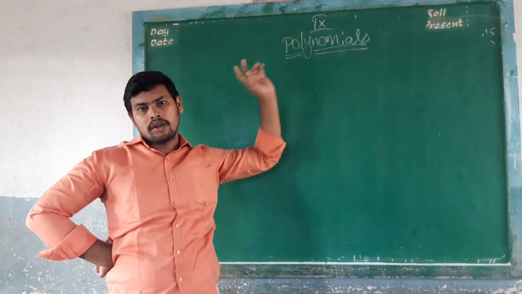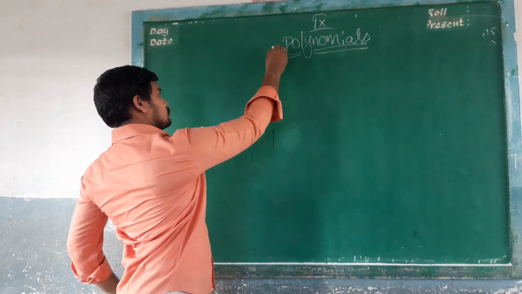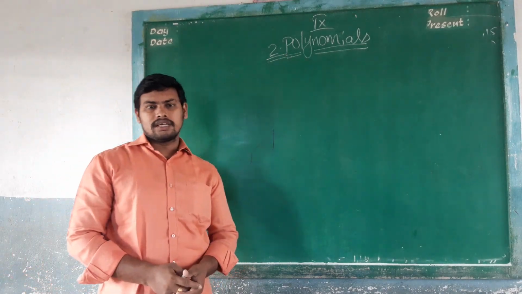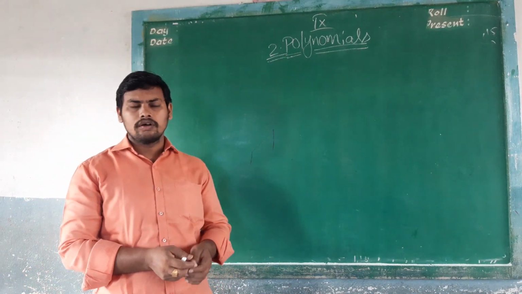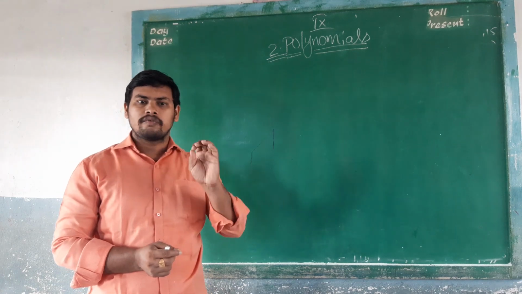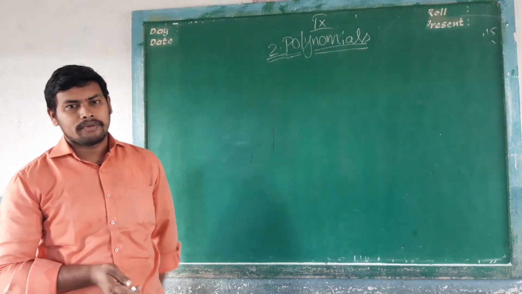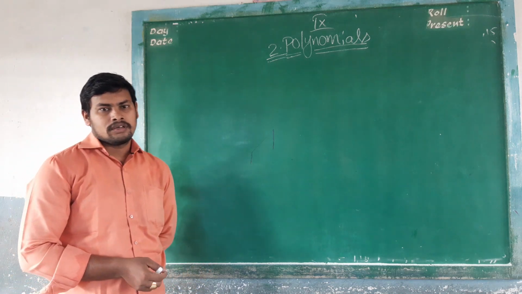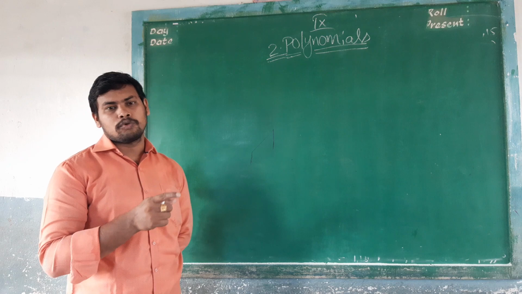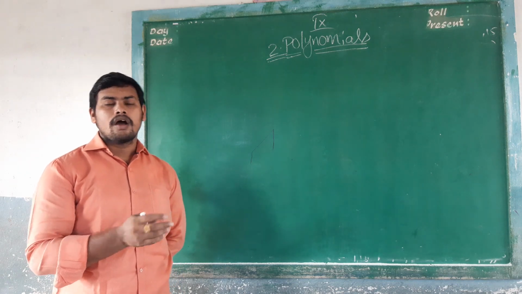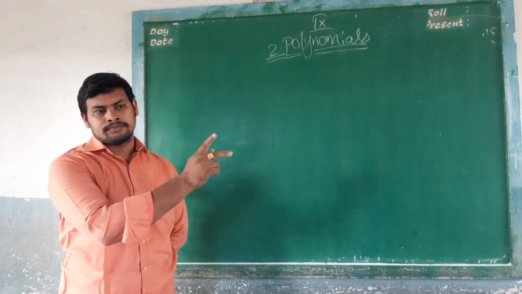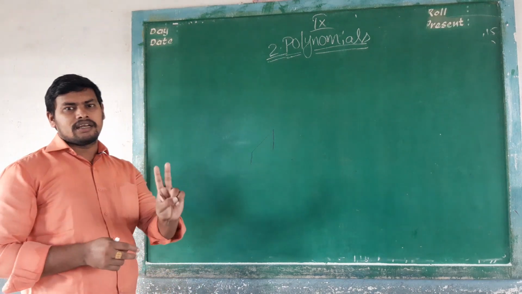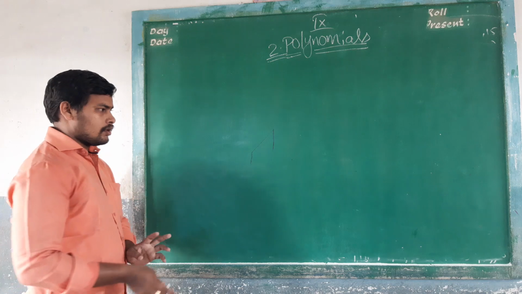9th class polynomials, second chapter. Polynomials are expressions which are not equal to 0. There are some rules for every polynomial. What is meant by a polynomial? A polynomial is a combination of terms whose exponents must be non-negative integers, not fractions. So these are generally the two rules for every polynomial.